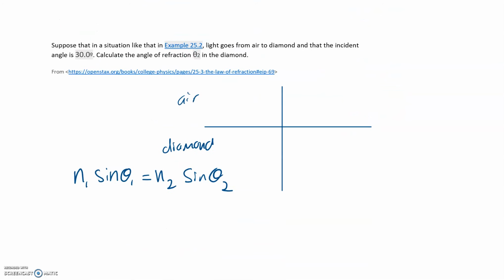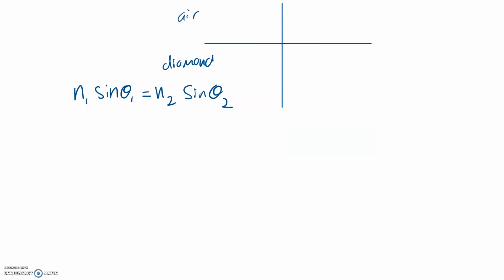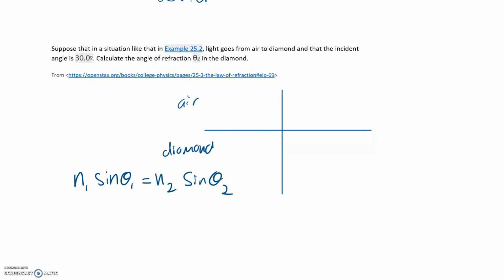In this next problem, we have light going from air to diamond. So we have light coming from air out here, and then it's going to go into the diamond and be refracted. This one we're given a 30 degree incident angle, but we don't know the angle of refraction. So that's what we're solving for this time.